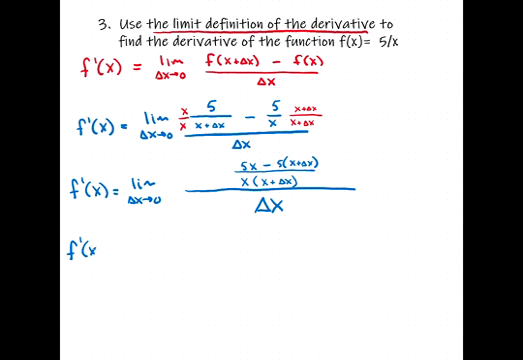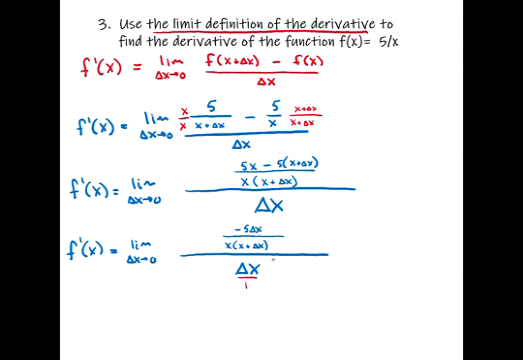F prime of x is now equal to the limit as delta x goes to 0. And on top, we still have our fraction x times x plus delta x. And on top, okay, we have a 5x minus a 5x, so they cancel. And then we have a minus 5 times delta x. All right, looking good.